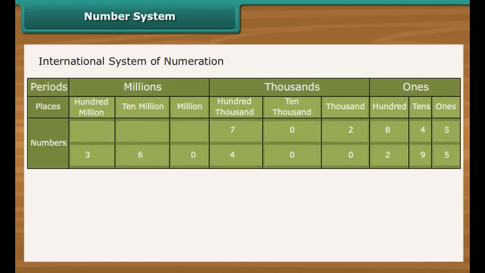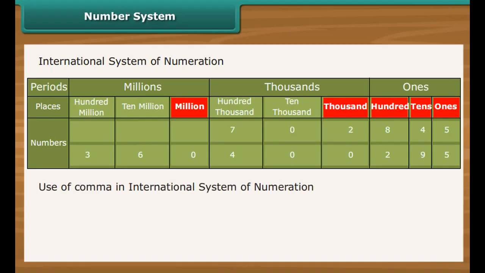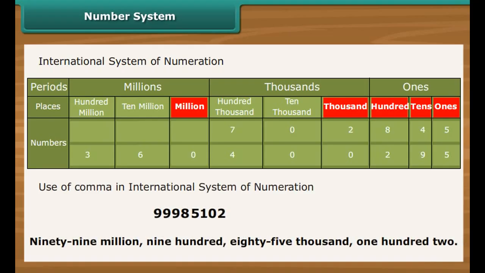In the international system of numeration, as it is being used, we have ones, tens, hundreds, thousands, and then millions. 1 million is 1,000 thousands. Commas are used to mark thousands and millions. It comes after every 3 digits from the right. The first comma marks thousands and the next comma marks millions.